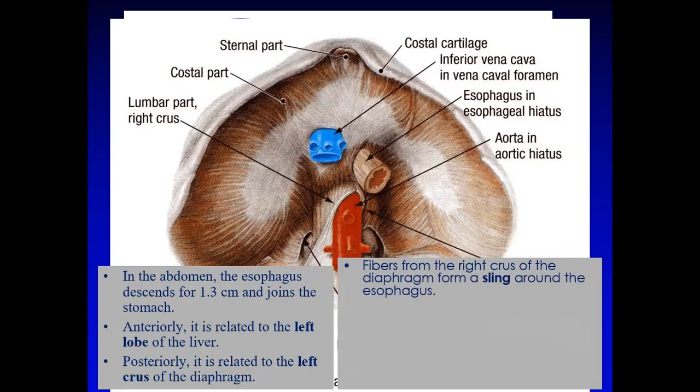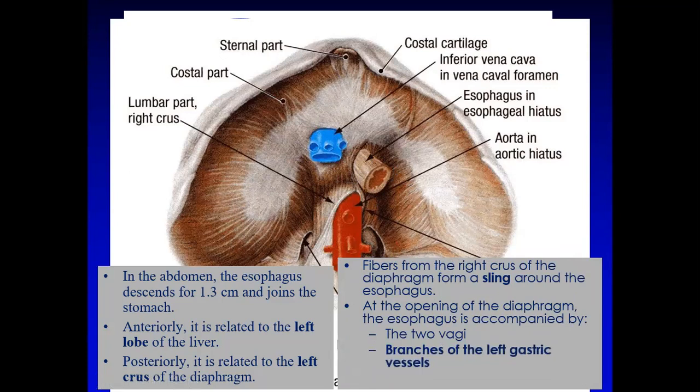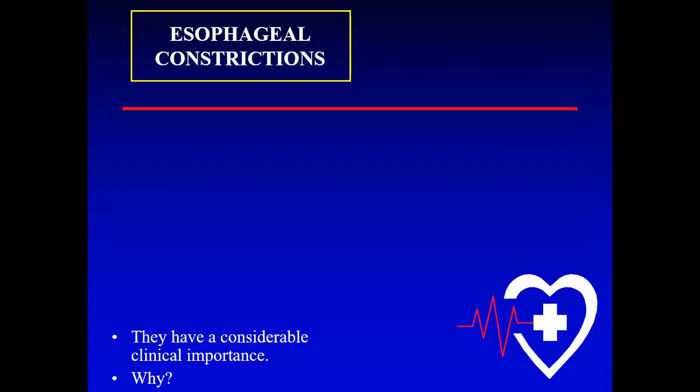Fibers from the right crus of the diaphragm form a sling around the esophagus. If you see here, the fibers from the right crus form a sling around the esophagus. At the opening of the diaphragm, the esophagus is accompanied by the two vagi, the right and the left vagus, on either side. Not shown in this picture, but it will have the vagus nerve. Branches of the left gastric vessels, the arteries and the veins, will be around this, which will supply the esophagus as well as drain it. Then also we can see the lymphatic vessels. All those are there, but not shown in this picture.